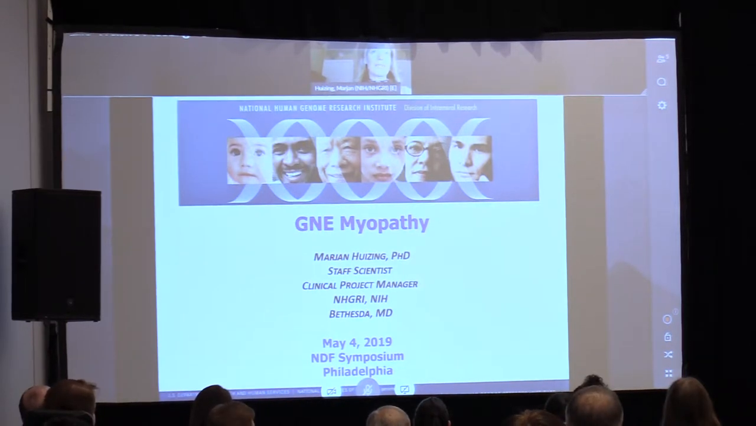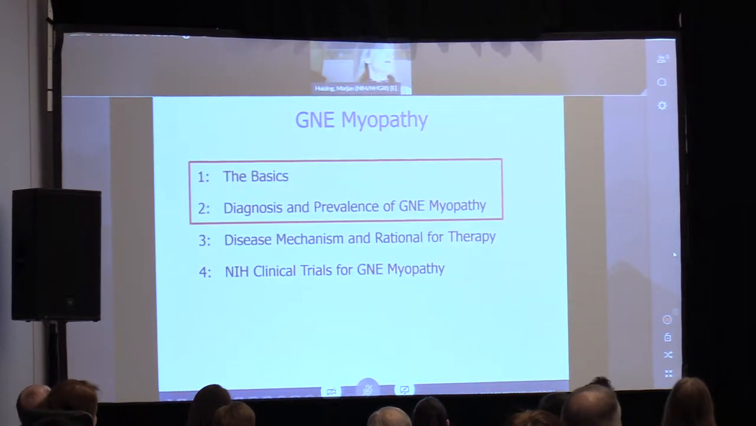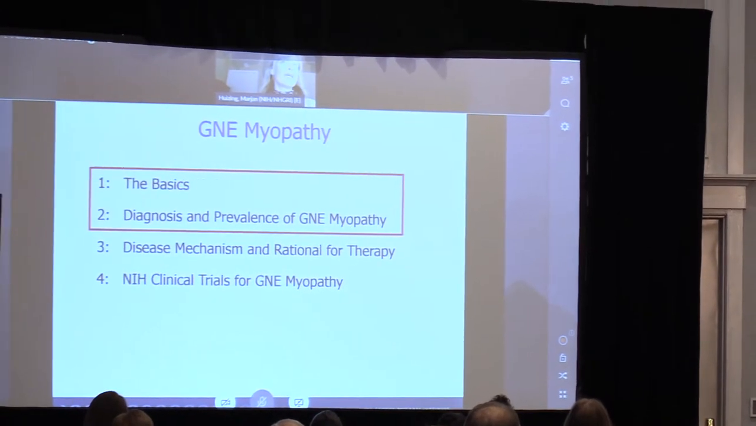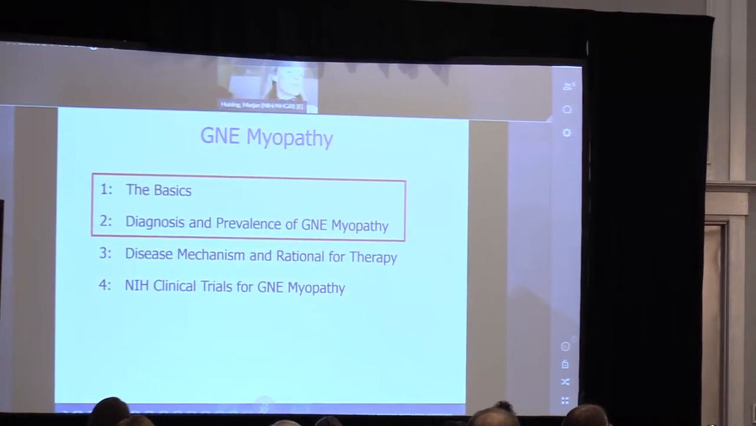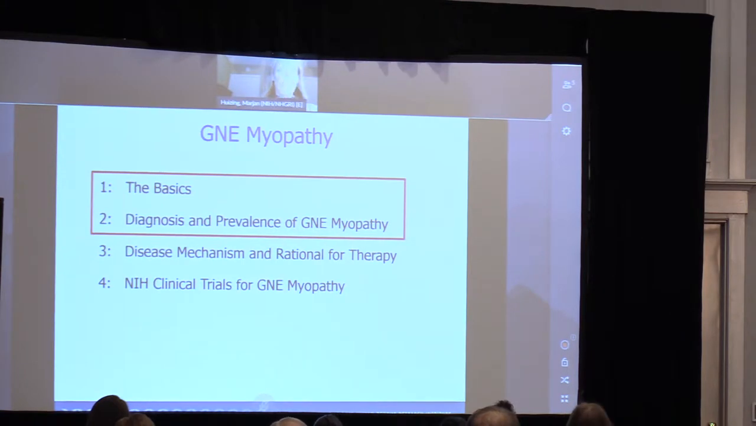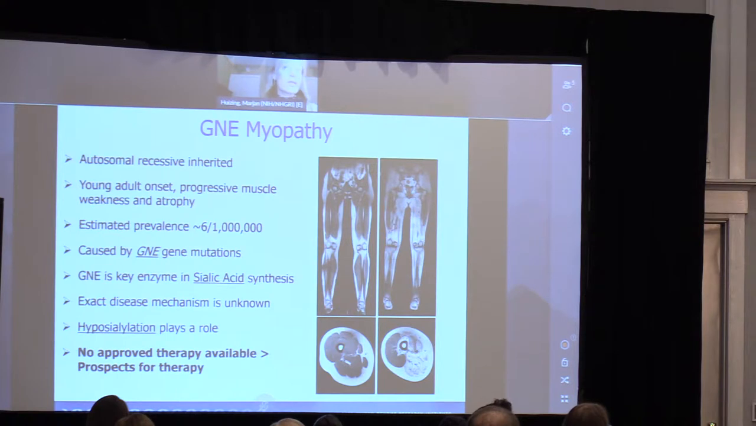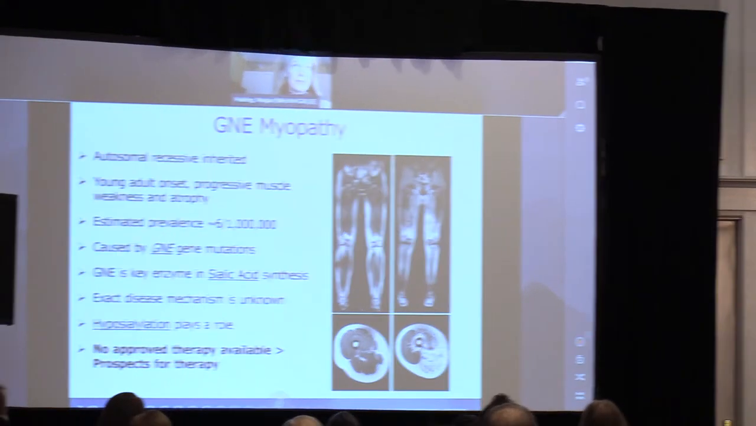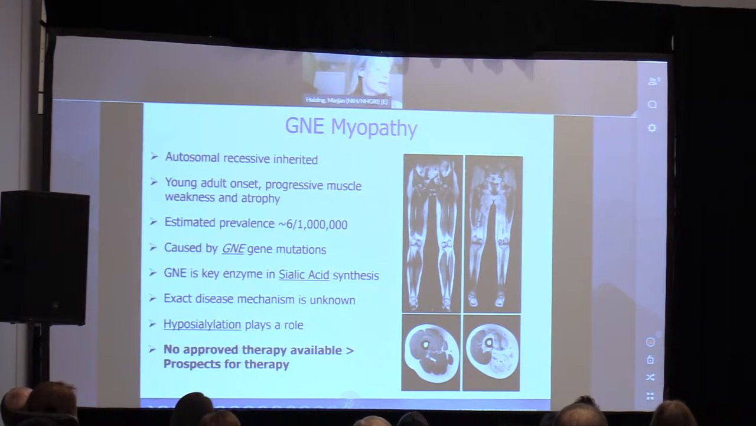So I will, for the next 30 minutes, cover general aspects. I am a staff scientist and a clinical project manager. I will start with the basics and the diagnosis of the disease. GNE myopathy is an autosomal inherited disease, that means that both parents are carriers, and you need to have two disease-causing alleles.